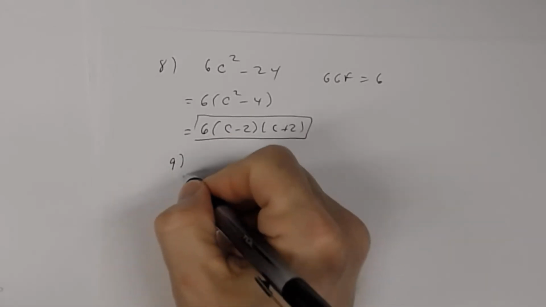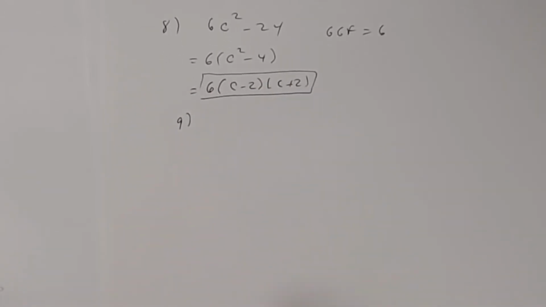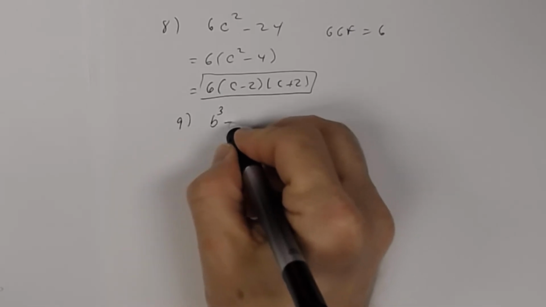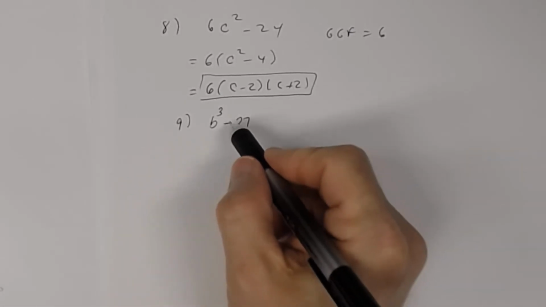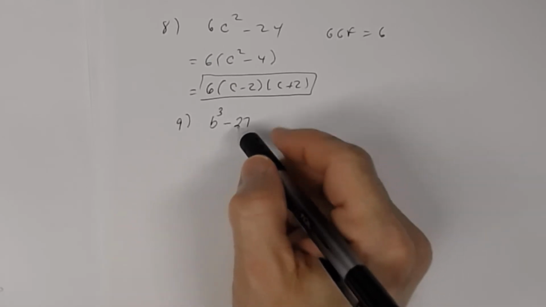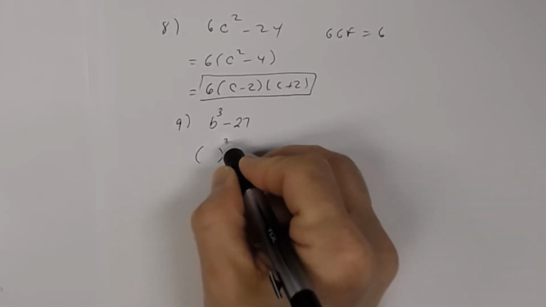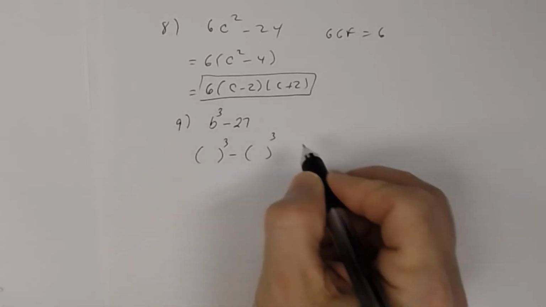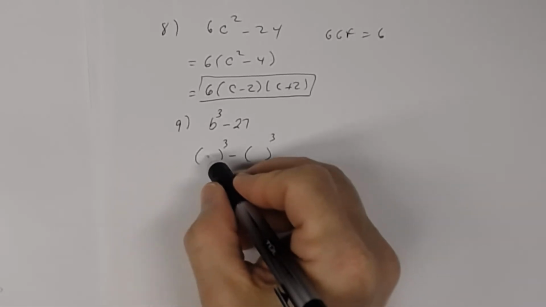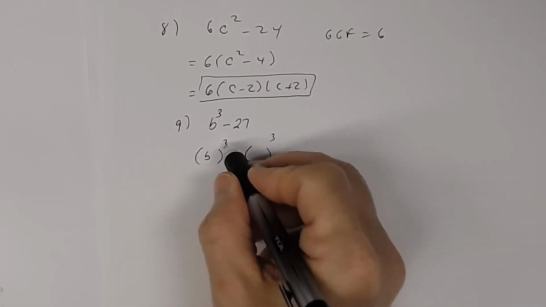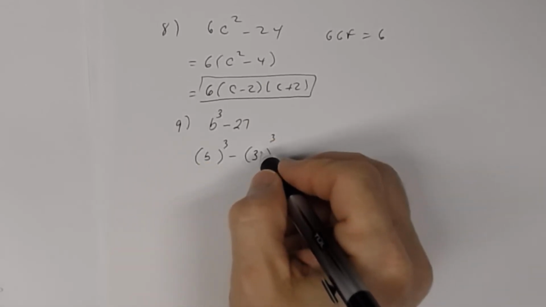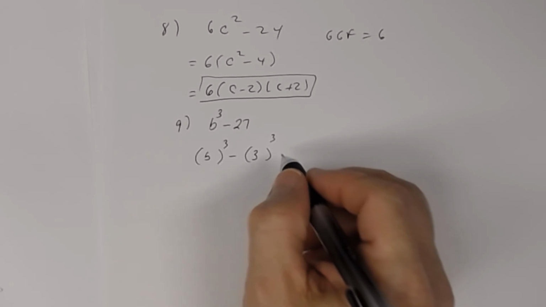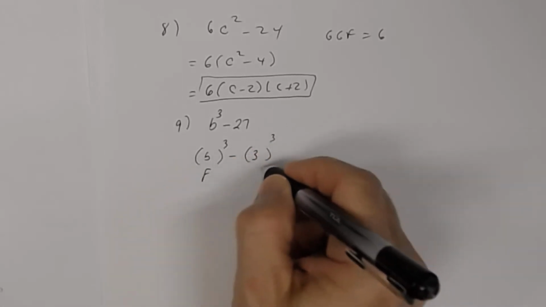Number 9, we have b cubed minus 27. So what you got to notice here is that this is the difference of two cubes. So in other words, I can fill in these parentheses. B times itself 3 times is b cubed. 3 times itself 3 times is 27. 3 times 3 times 3. So this is your first, and this is your last.